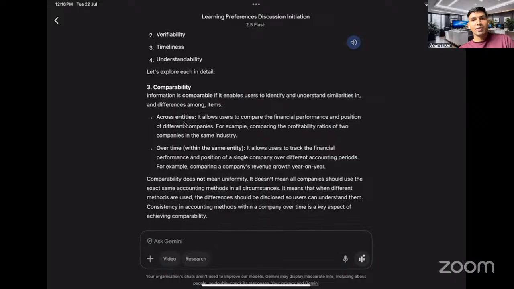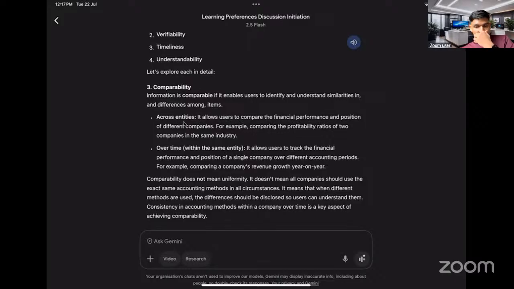Comparability. Information is comparable if it enables users to identify and understand similarities in and differences among items across entity or over time. Across entity means it allows users to compare the financial performance and position of different companies. For example, comparing the profitability ratios of two companies in the same industry. Over time within the same entity, it allows users to track the financial performance and position of a single entity or company or an organization over different accounting periods. For example, comparing a company's revenue growth year on year.